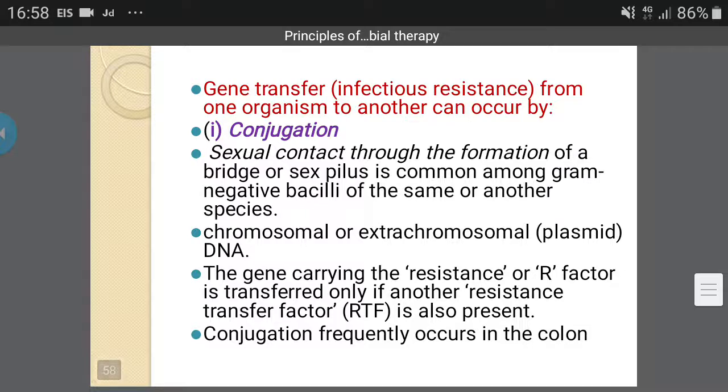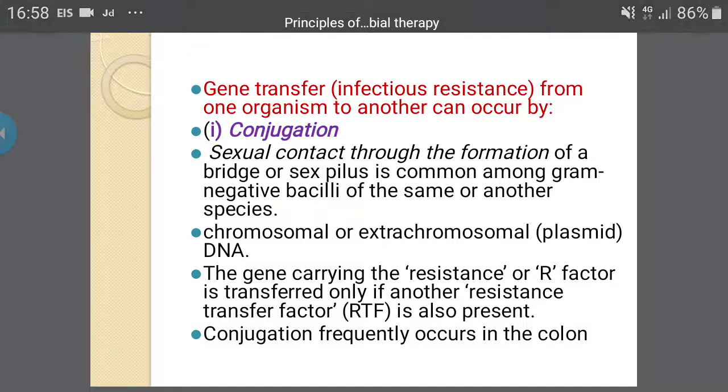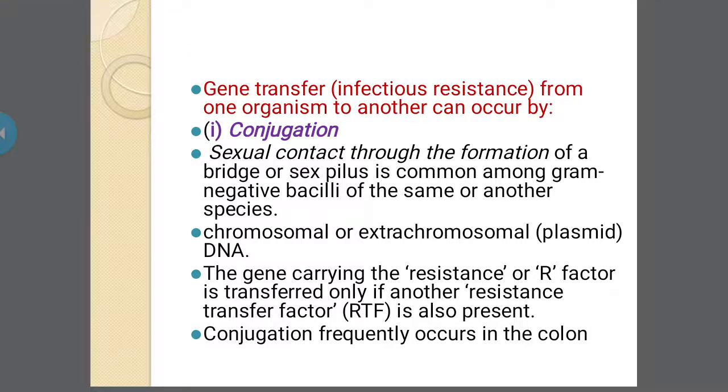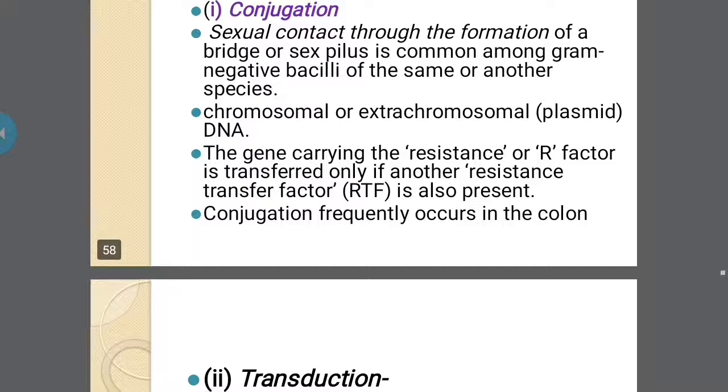So what is conjugation? It is sexual contact through the formation of a sex pilus that is common among the gram-negative bacilli of the same or another species. It can be chromosomal or plasmid mediated, and the gene carrying the resistance, or R factor, is transferred only if another resistance transfer factor is also present. So the R factor needs to be present, and also the resistance transfer factor, and conjugation frequently occurs in the colon.